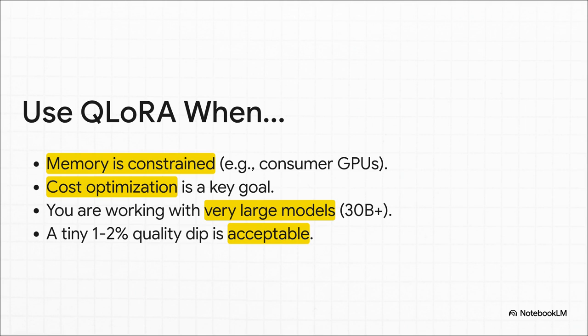And when do you reach for QLoRa? Well, this one's even easier. You use it whenever memory is your biggest bottleneck. If you're on a consumer GPU, if you're trying to keep your cloud bill from exploding, or if you're tackling one of those giant 30 billion plus parameter models, QLoRa is pretty much the default choice. The only thing you have to be okay with is a potentially tiny, and I mean tiny, like 1 to 2% dip in quality in exchange for those incredible memory savings.